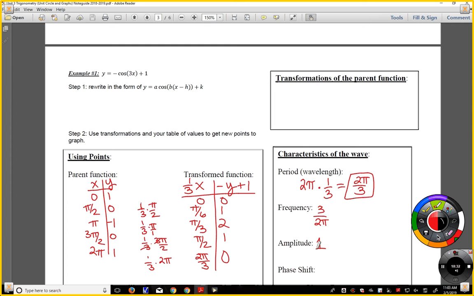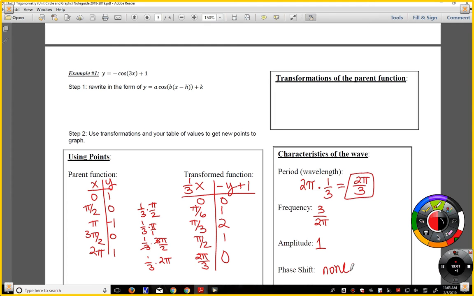Right. And then the phase shift is literally shifting the graph horizontally. So only if you have an H value will you have a phase shift. You guys don't have that here. So there's no phase shift. Okay. Any question on our points? I have to copy them down so I can move this up to show you guys. So everybody feels like they could make the table of values and they could find period and all that kind of stuff.